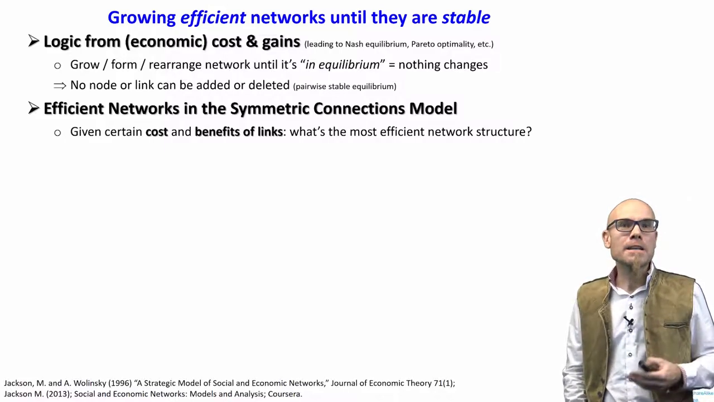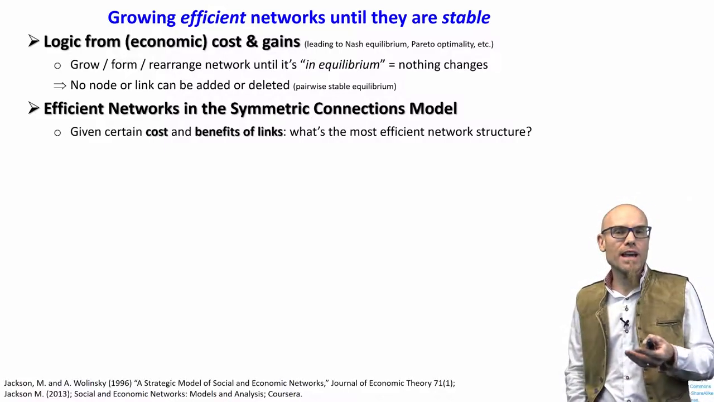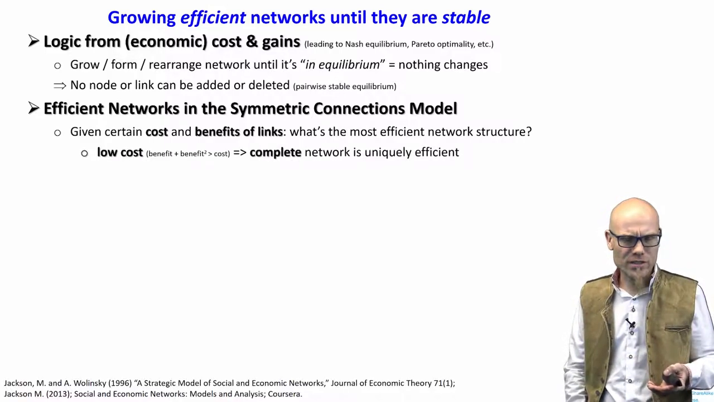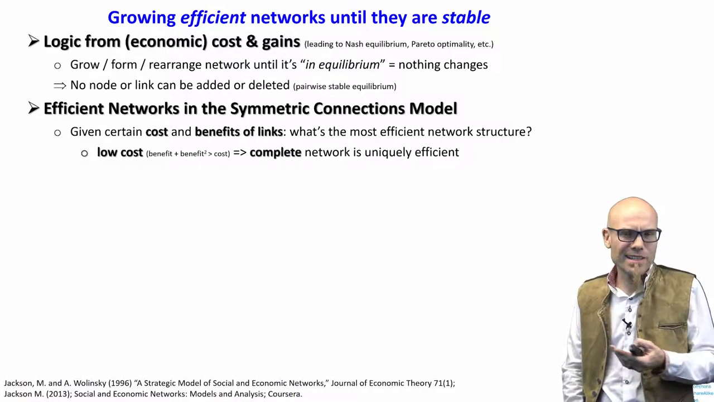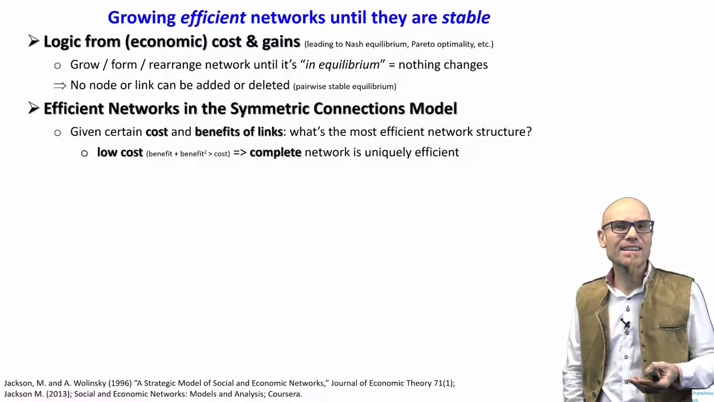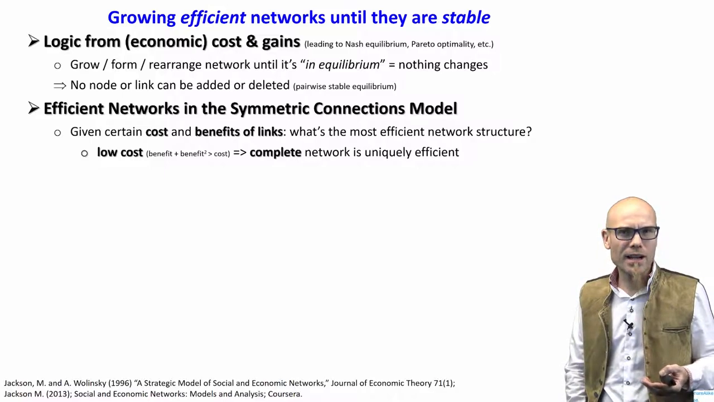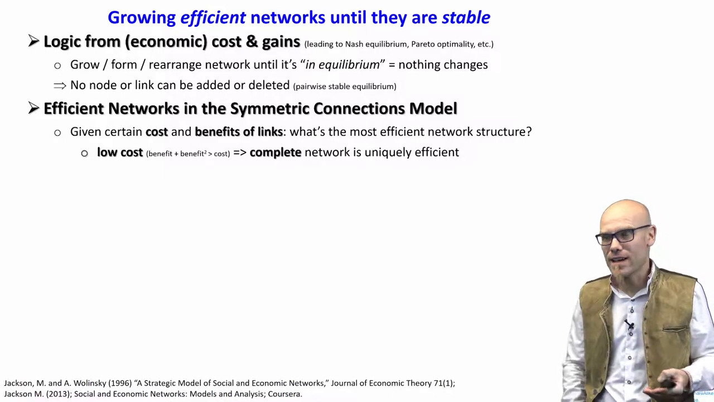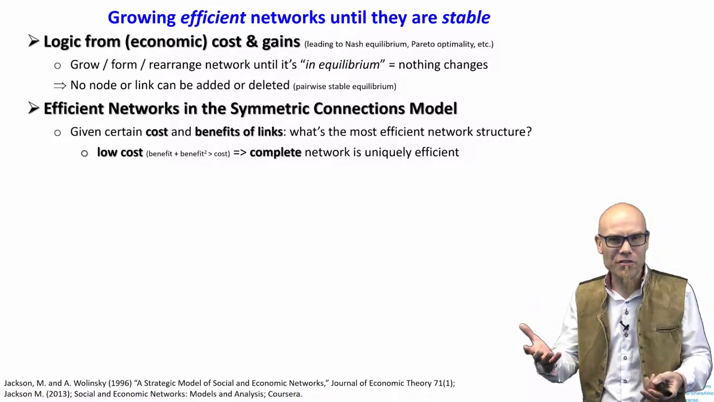That's the idea. Now, what we find is if we have a very low cost of making a connection, if it's basically free to make a connection, but we have a lot of gains, then the best network we can build is a completely connected network, right? If I have only benefits and no downside, then the best thing is I just connect with everybody.